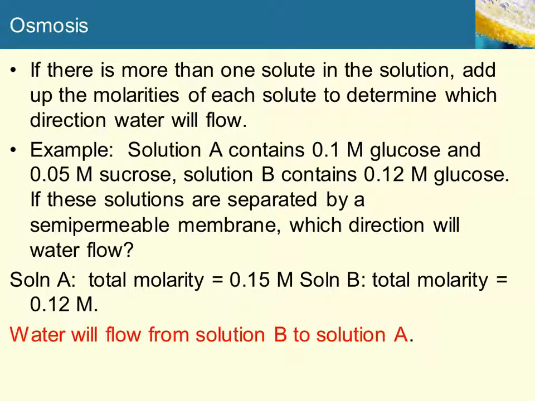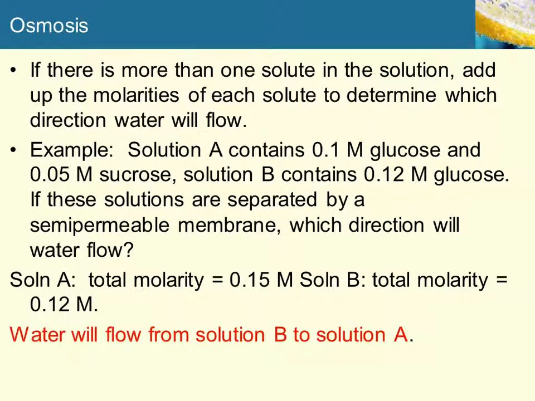So how do you know which way the solution will flow? Well, if you have more than one solute, you need to add up the molarities of each solute to determine which direction water will flow. So let's look at this example. You have solution A that contains 0.1 molar glucose and 0.05 molar sucrose. That gives us a total of 0.15 molar.